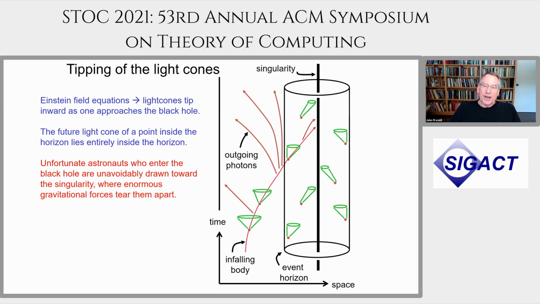We can envision the geometry of the black hole by thinking about the light cone. The forward light cone of a point in space-time contains all of the events that can be influenced by something that happens at that point. And as you approach the event horizon of a black hole, the light cones tilt inward. So once you're inside the black hole, you can't avoid going more deeply into the black hole until finally you encounter, at least according to classical theory, a singularity where enormous gravitational forces tear you apart.